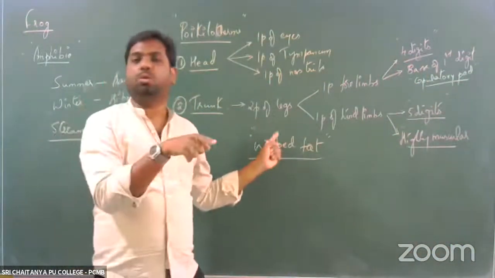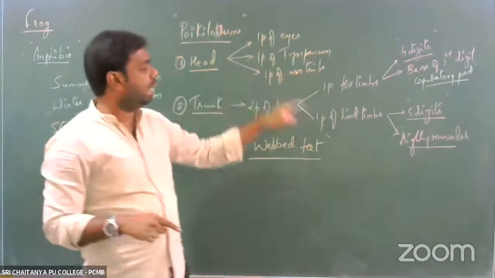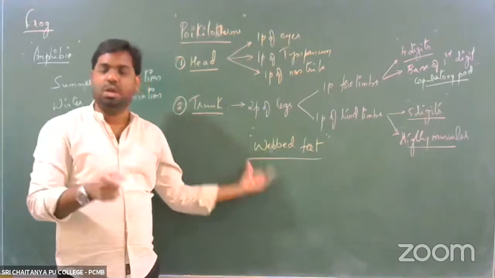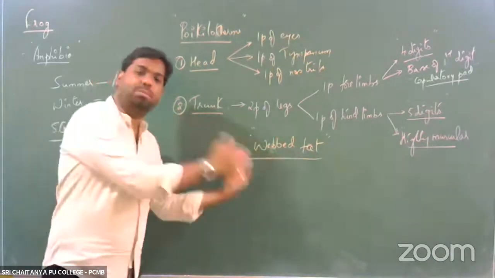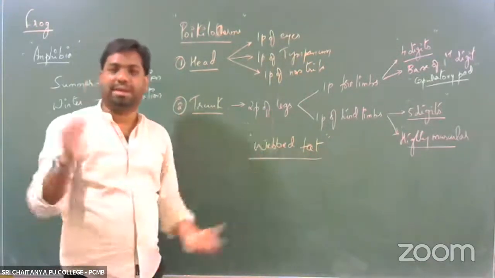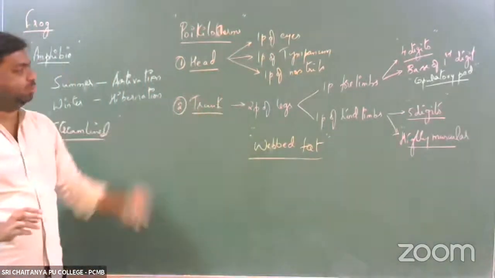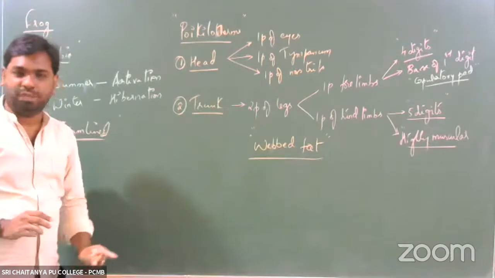But when they move into water, both the forelimbs and the hind limbs have webbed structures present in between the digits, which leads to the formation of a webbed foot through which they are able to swim through the water. Right. So these are the things we have with regard to the legs of the organism.